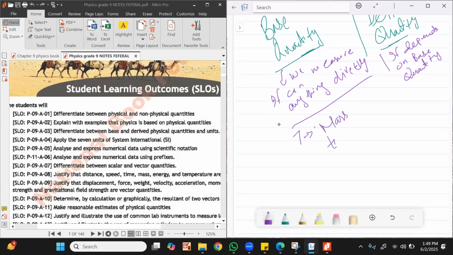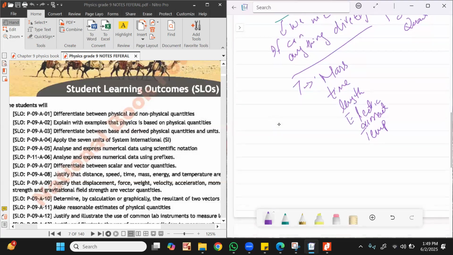We have only 7 base quantities which we can measure directly, and you named a few: mass, time, length, electric current, temperature. Anything that comes to your mind that you can measure directly, which is not mentioned up till here? Amount of substance. And the last one is intensity of light.